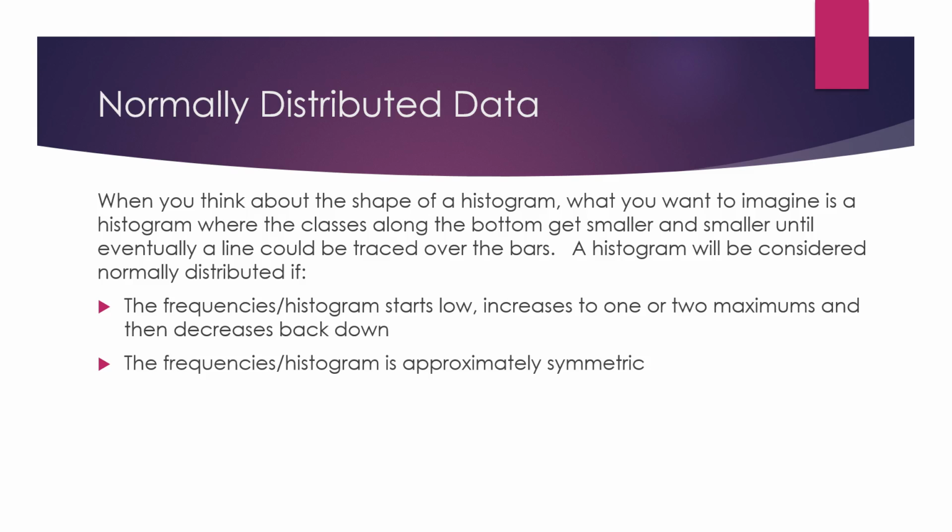So the first way is normally distributed data. It's important to understand that it's not normal in the traditional sense. Normal just refers to the specific shape of the data. You may already know this as the bell curve. Specifically with the bell curve, the frequencies or the histogram is going to start low. It's going to increase to one or two maximums and then decrease back down. It's also going to be approximately symmetrical. So again, if it follows these two characteristics, we are going to consider it as normally distributed data, and you may also have heard of this as the bell shape.